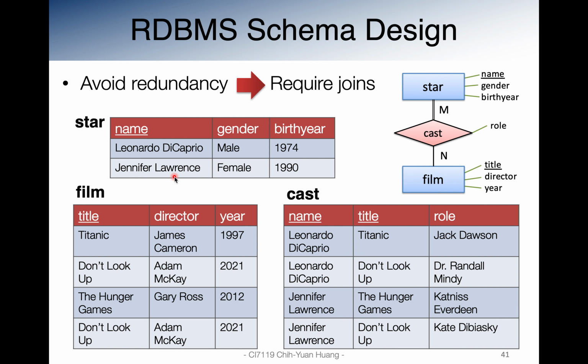However, the problem of this design is it requires joins, especially when you need information across multiple tables. In this case, the join operation needs to be performed to join the star with the film, using the cast table to join them together by using the foreign keys over here.